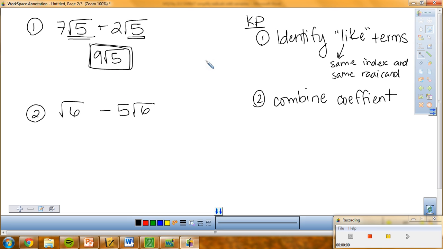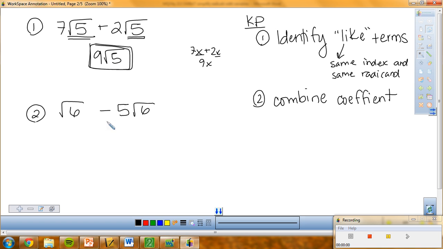So adding is very similar to if I had something like 7x plus 2x. I would identify my like terms, combine my coefficients, and leave my terms as I found them. Same thing when we are working with similar radicals.